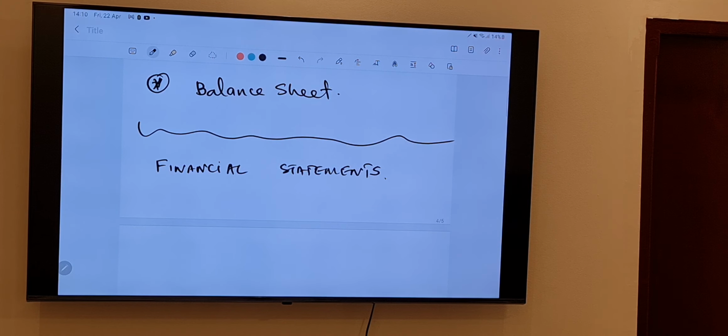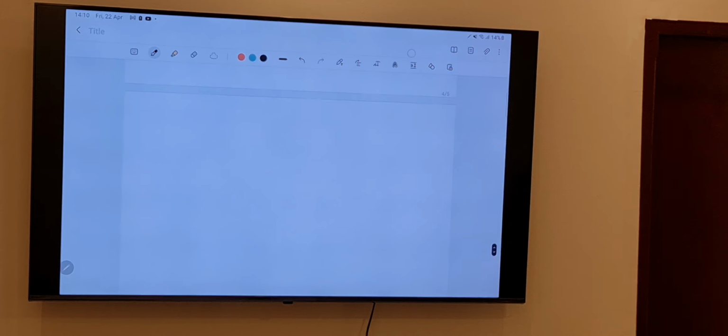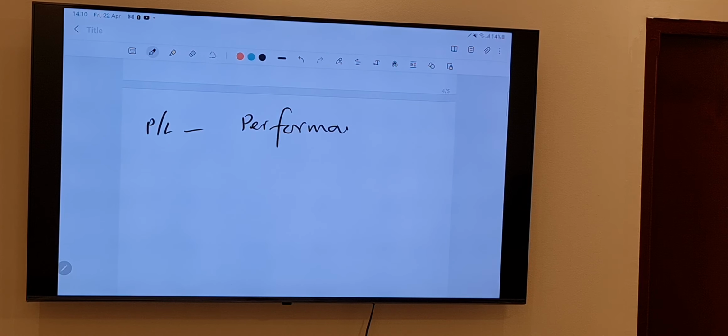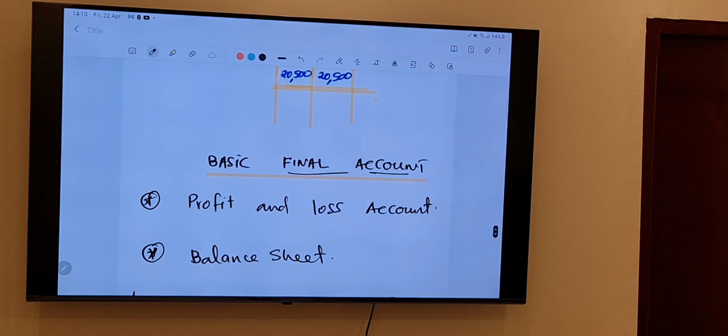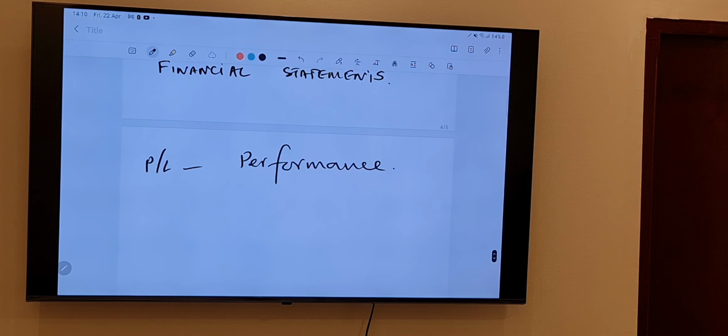Now, the profit and loss account, as I told you, is to find out the performance of the business. Profit and loss account and balance sheet together we call the financial statement. We also said final account. Here you see I have written it. This final account is, in other words, the financial statement. So the profit and loss account finds out the performance of the business, whereas the balance sheet finds out the financial position of the business.